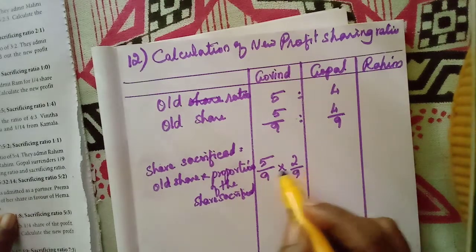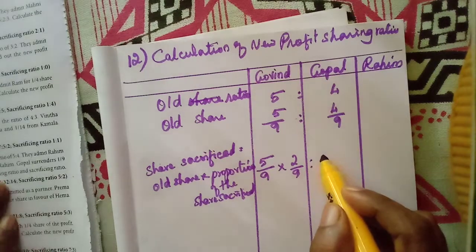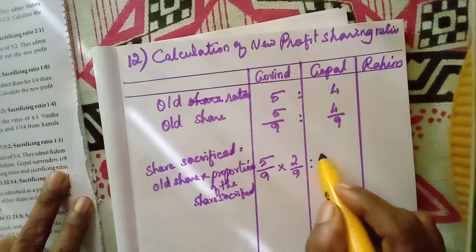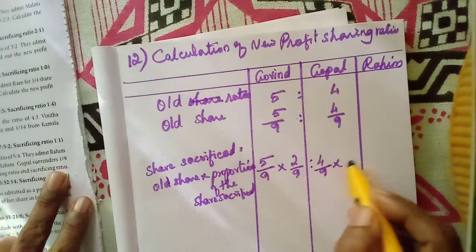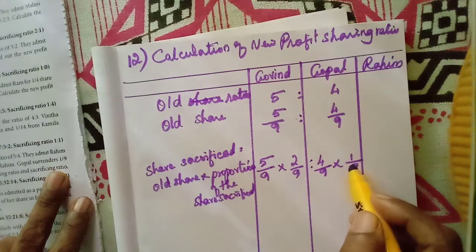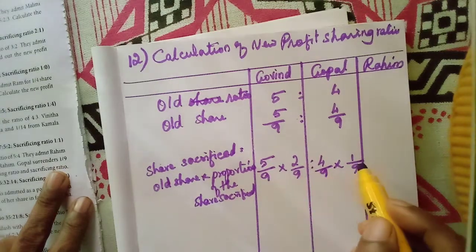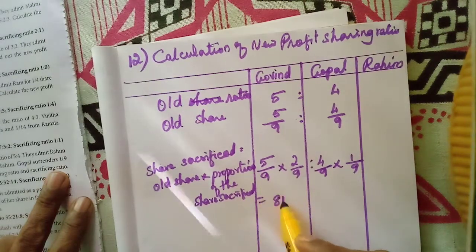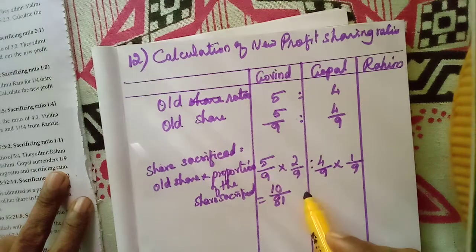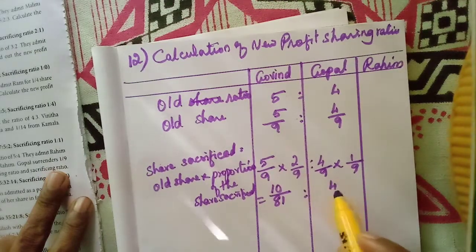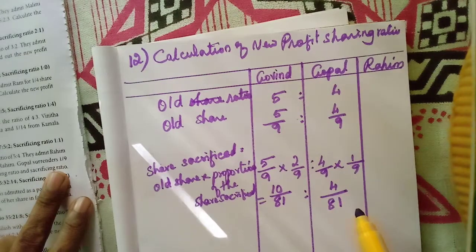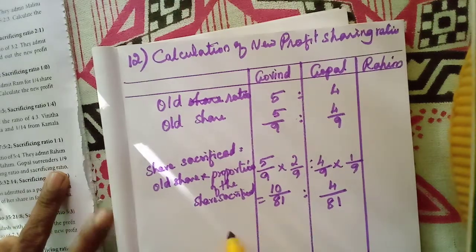Okay, 2/9 is 2. Here Gopal surrenders 4/9 of 1/9 of his share. Now we have to multiply. 9 9s are 81, 2 5s are 10, 4 1s are 4, 9 9s are 81. Okay, this is the share sacrificed.